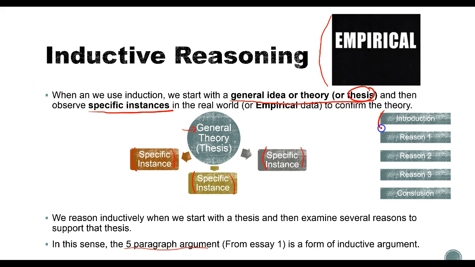We start with a theory or a thesis, and then we find one reason to support the thesis, a second reason with empirical data to support the thesis, and a third reason with empirical data to support the thesis. So in this sense, the theory or the thesis is confirmed or supported by what we see in the real world. So for instance, when our theory or thesis is kids under 13 should not be allowed to have Facebook accounts, we could start that way, and then we turn to empirical studies. So we turn to the real world to see, is this true or is this not true?